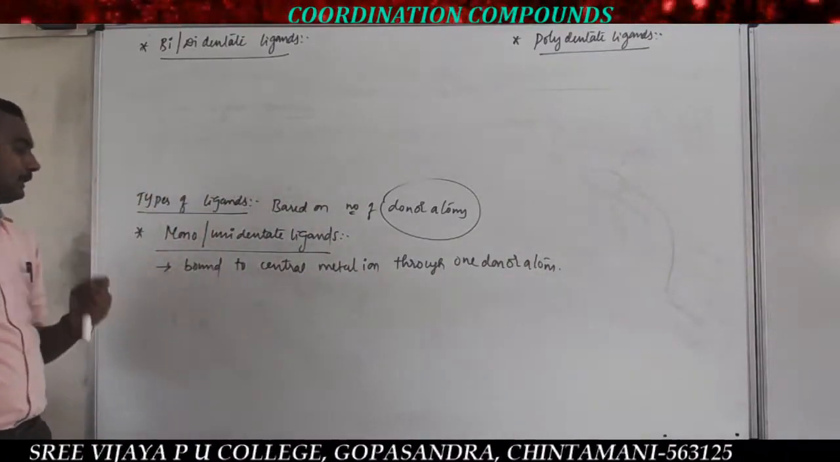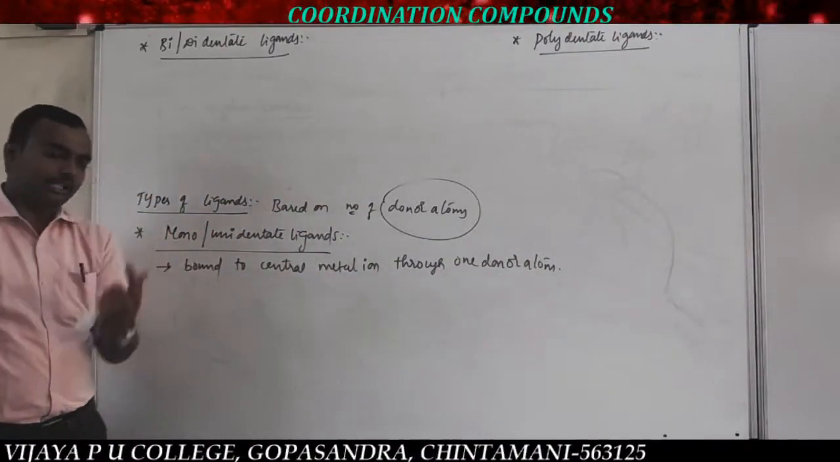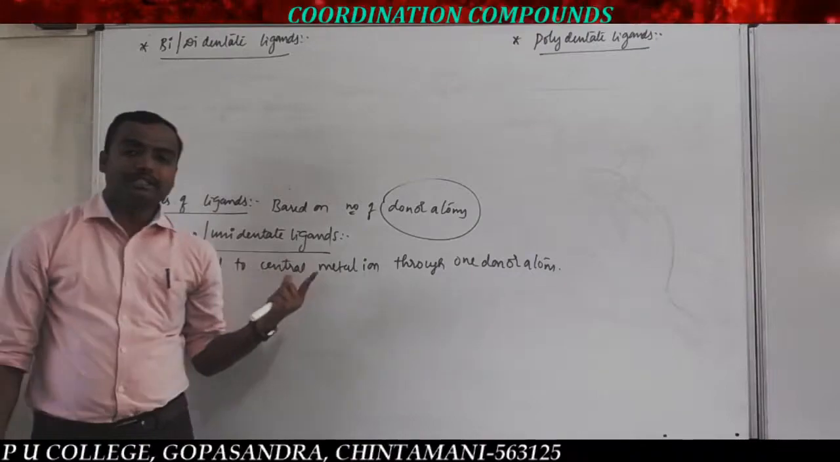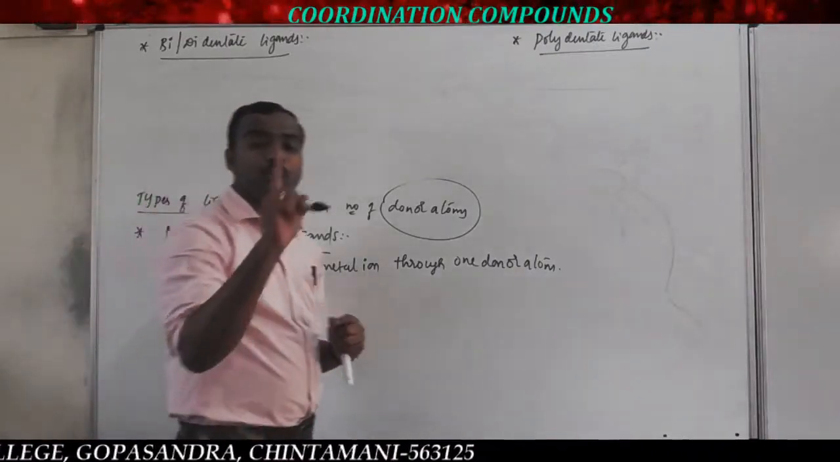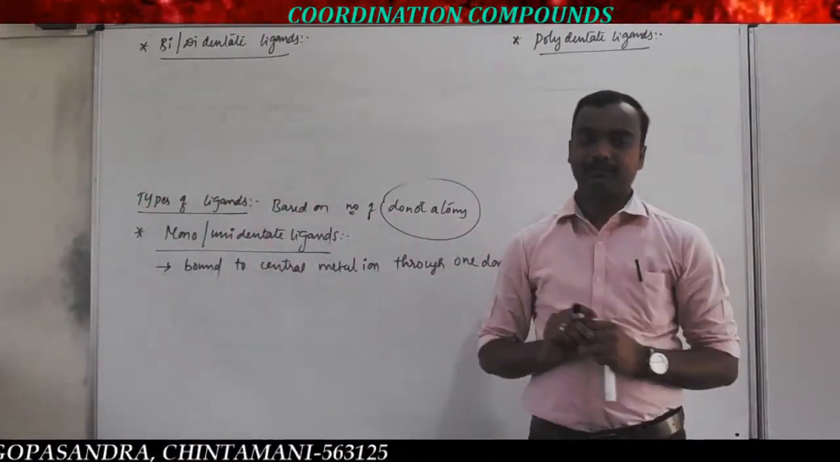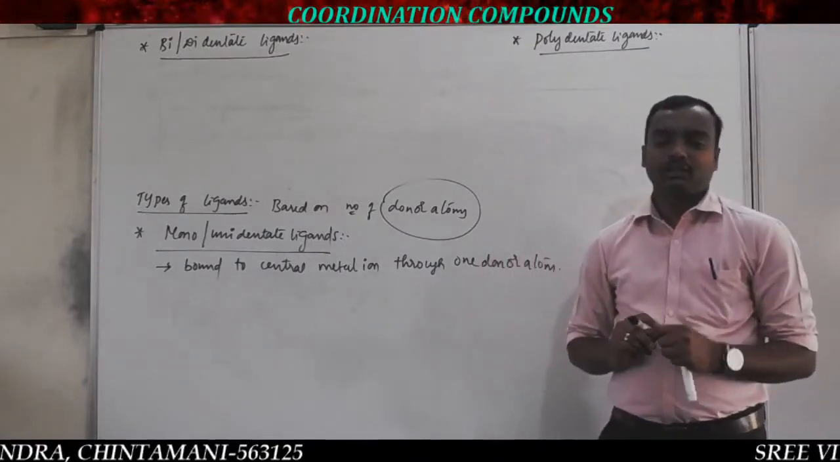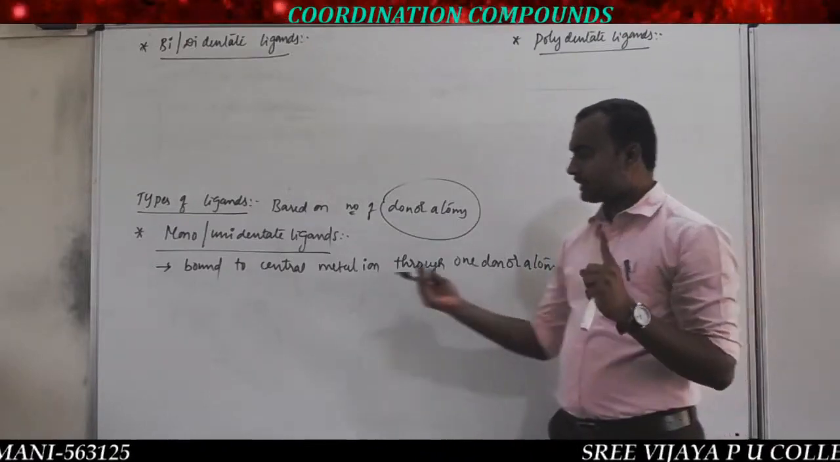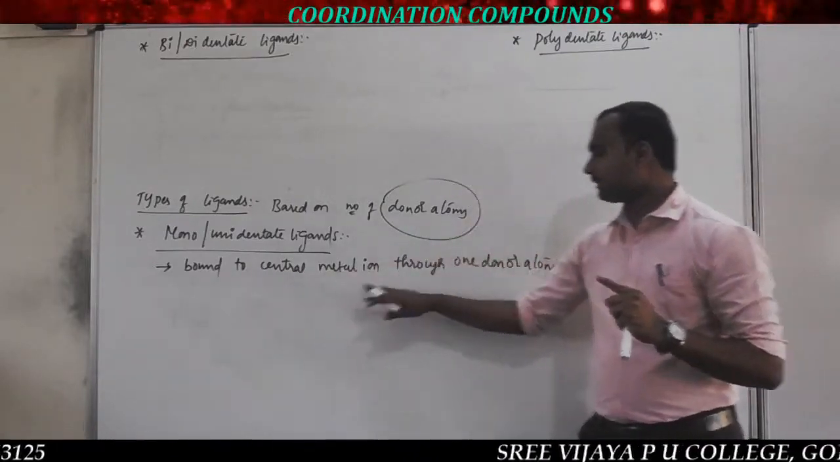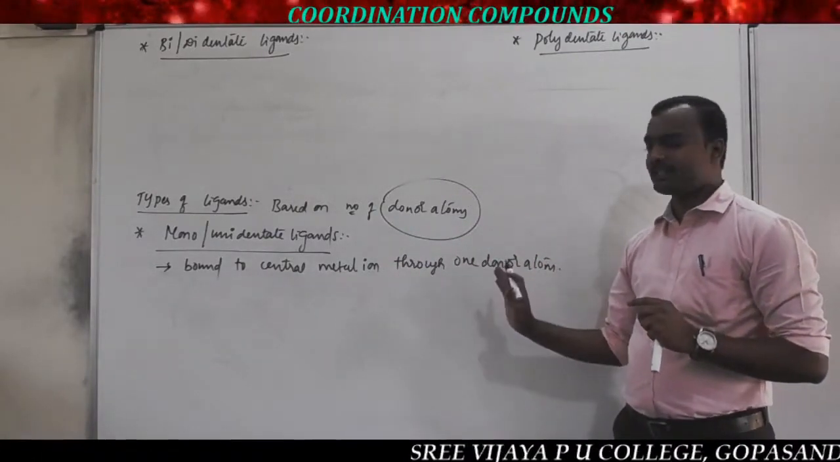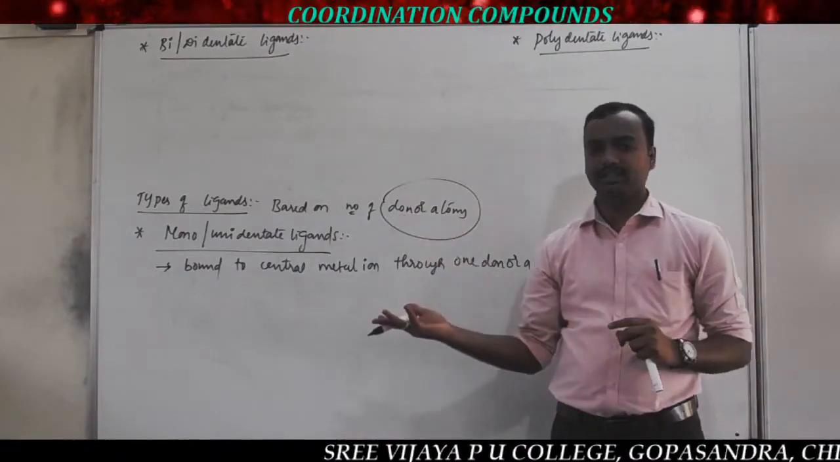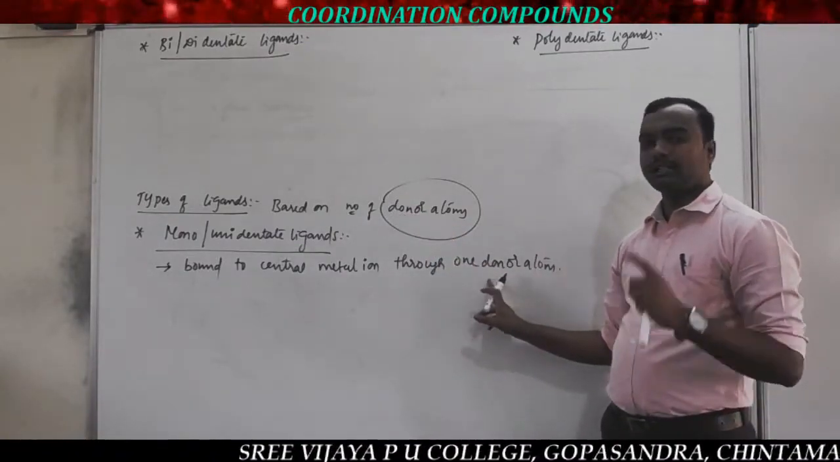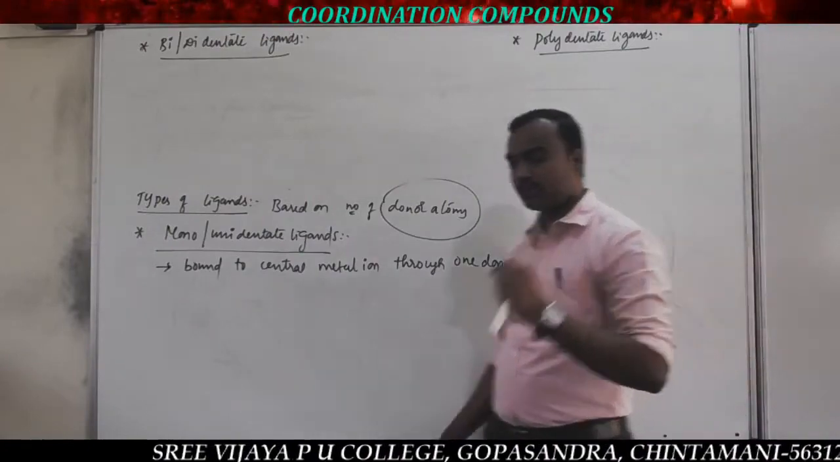That is called a monodentate ligand. The monodentate ligand is the ligand which can donate one pair of electrons to the central metal atom. When it donates one pair, how many coordination bonds form? One coordination bond forms. Simply, it is the ligand which is bound to the central metal atom through one donor atom. It is very simple. Because ligands are classified based on donor atoms, if it binds through one donor atom, we call it a monodentate ligand.